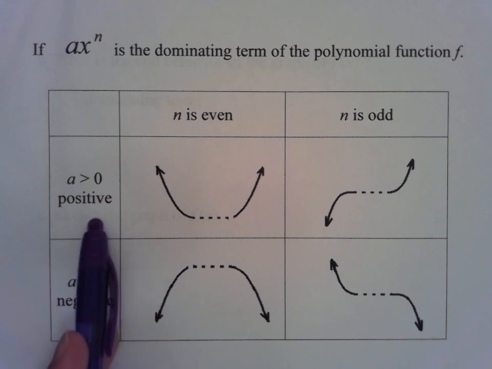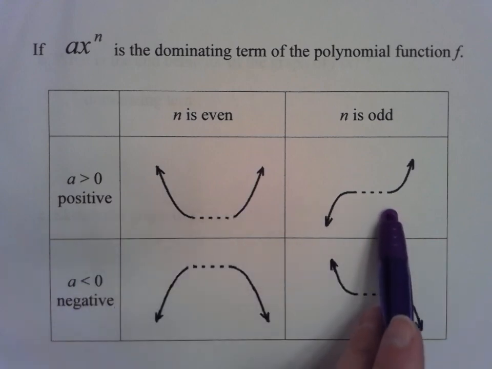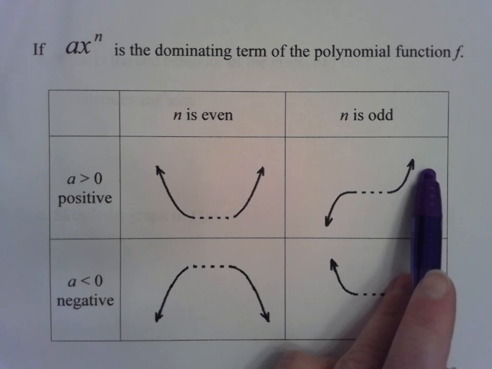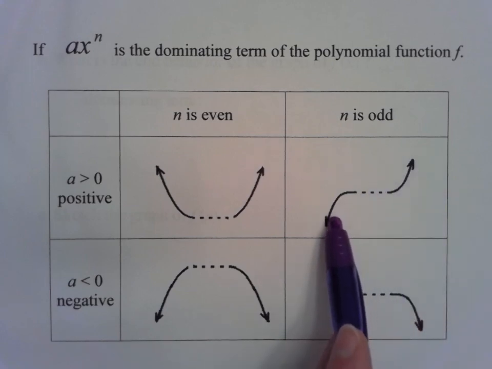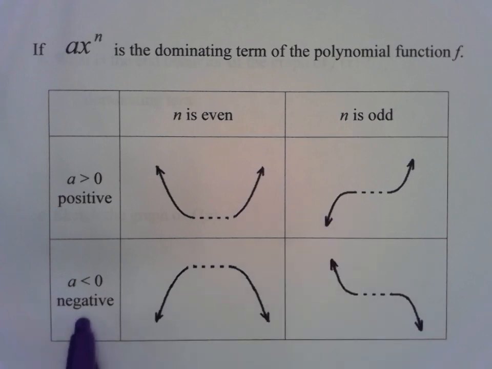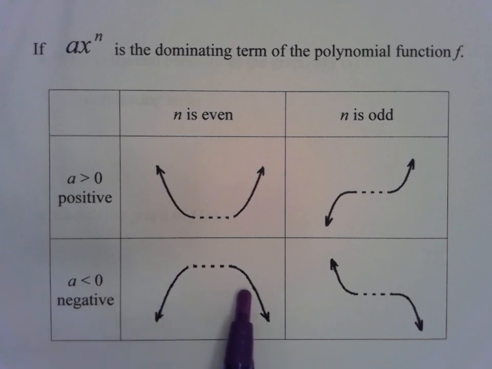Okay, if a is positive, but the exponent is odd, then the right-hand side is going to go up, but they're going to travel in opposite directions, so the left-hand side is going to go down. If the value for a is negative, then basically what we just said is going to be reflected over the x-axis. So I use this to determine the right-hand side. So if a is negative, that means that the right-hand side is going to go down. If the exponent is even, then they're going to travel together, so they're both going down.